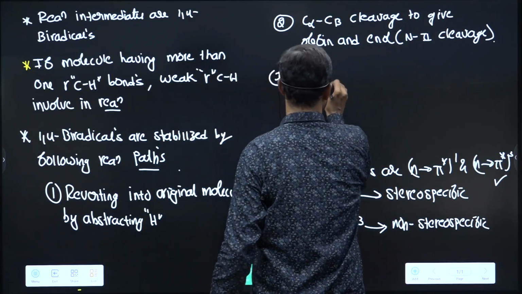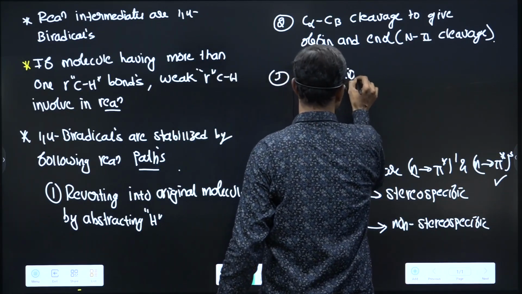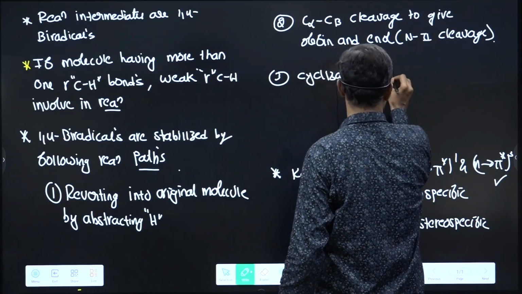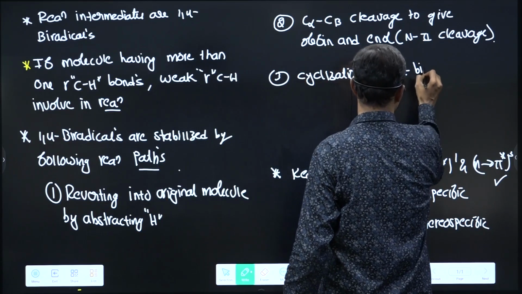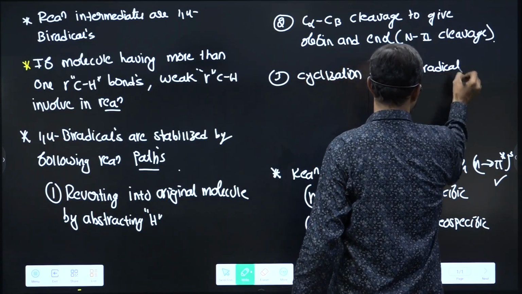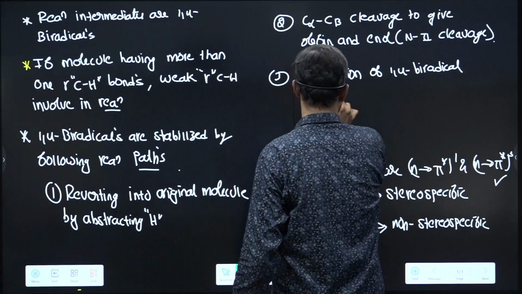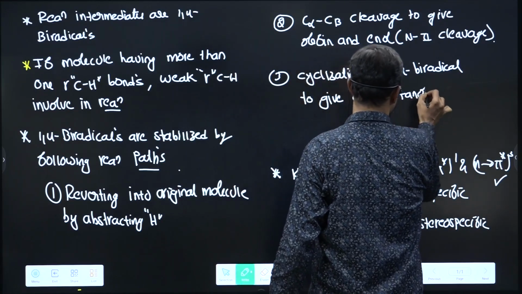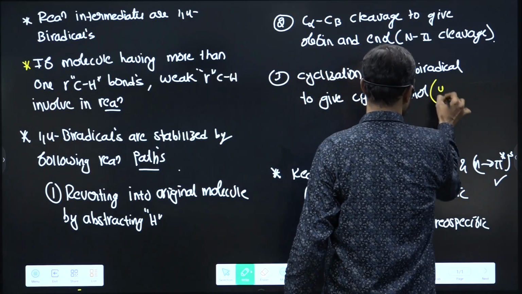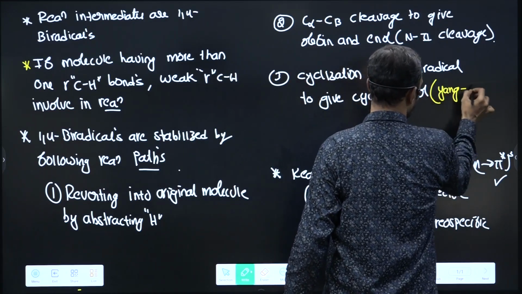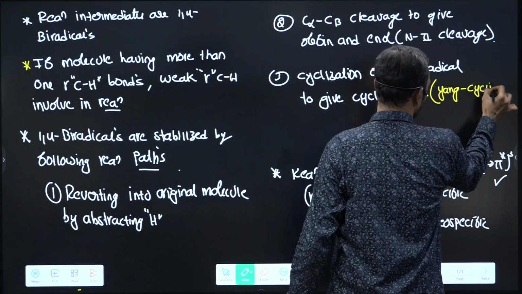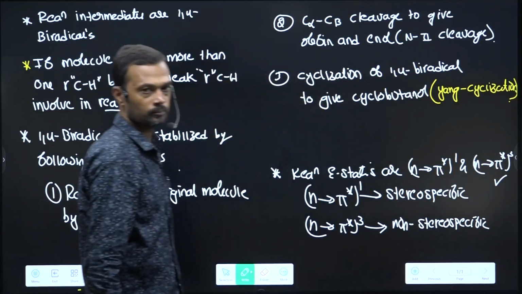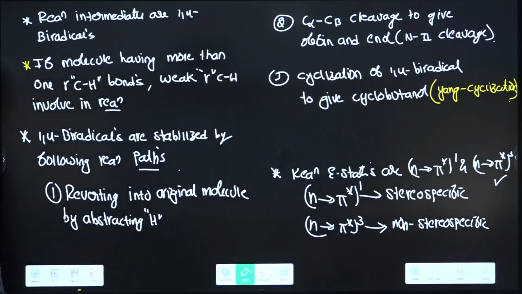Next, cyclization of 1,4 biradical to give cyclobutanol. This is proposed by Yang. It is also called Yang cyclization. Three products are possible in Norrish II.